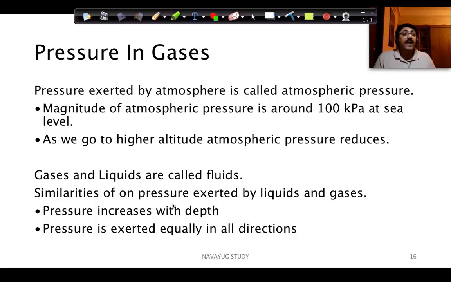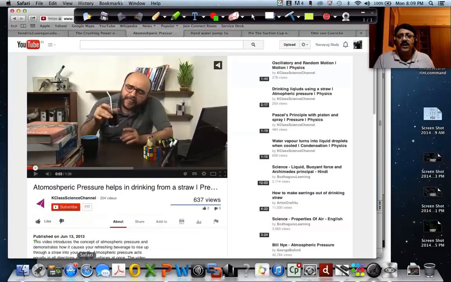Okay. Then the other thing, Pascal's law: the pressure is exerted equally in all directions. Right? The pressure is exerted equally in all directions. That is Pascal's law. So both these things which we saw in liquids also apply to gases. I hope that is clear. Any questions? No, students? Okay. So pressure in gases is clear. I think we have also looked at atmospheric pressure. I want to show you a few illustrations. Now look at this gentleman, what he is doing.